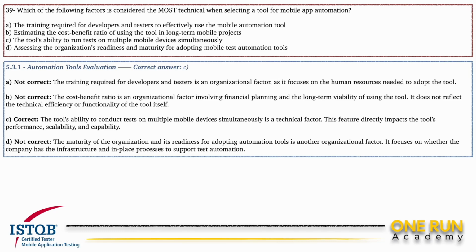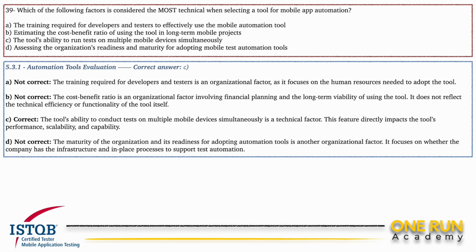Next is option C. I believe it addresses a specific technical feature of the automation tool. The ability to run tests on multiple devices at the same time is a key technical capability that directly impacts the tool's performance, scalability, and efficiency. This feature ensures that the tool can handle parallel test executions, which is crucial for mobile testing environments, where testing across many devices is often necessary. So this is the most technical factor, at least for now.